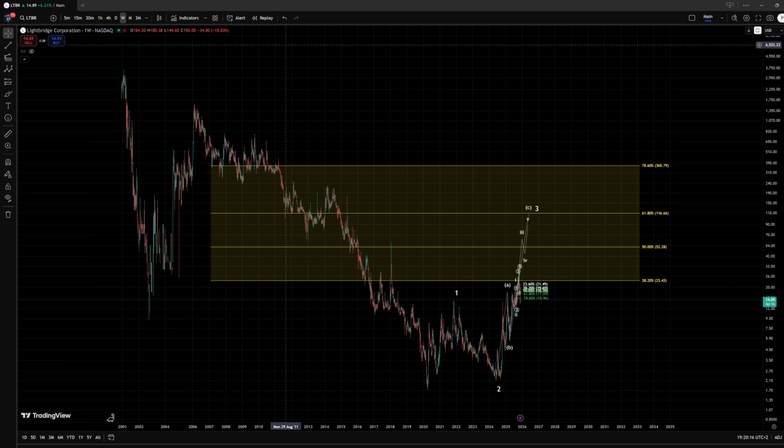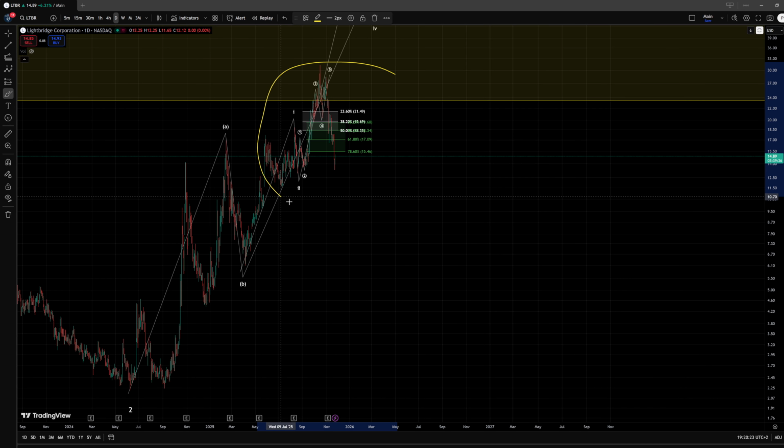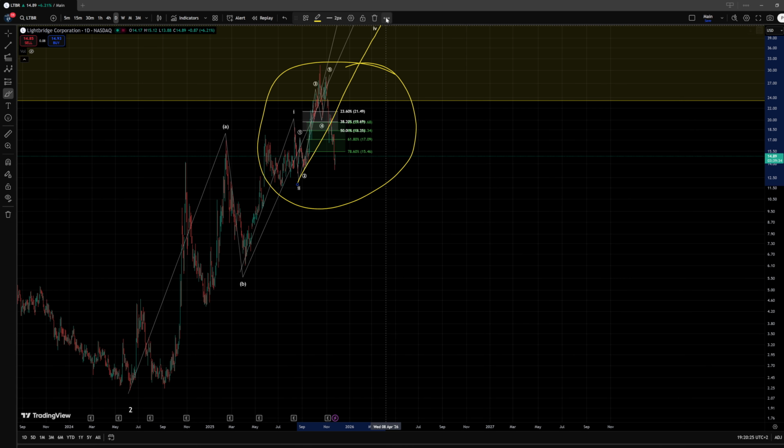In this video we are looking at Lightbridge. It is time for another update, and today we will be discussing the failure to hold the relevant areas of support for direct extension to the upside, as well as the extremely bearish implications of failing to create this movement to the upside in a direct fashion.